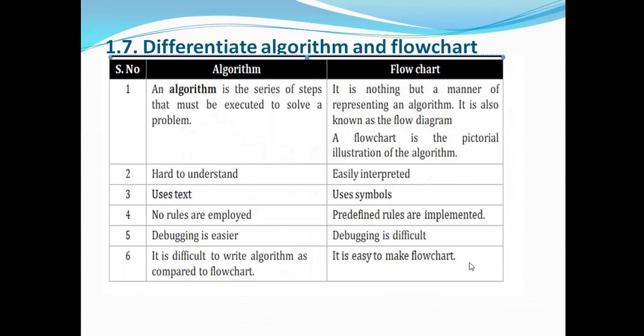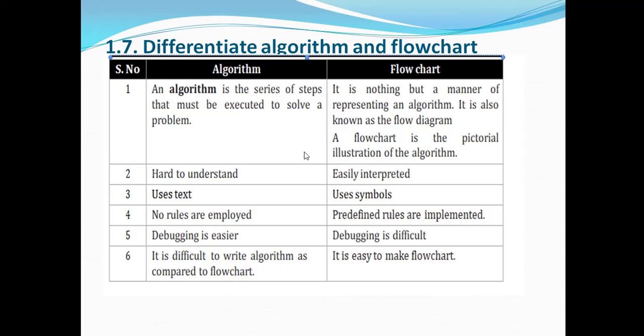Next we discuss the differences between algorithm and flowchart. The first difference: an algorithm is a series of steps that must be executed to solve a particular problem. And a flowchart is the pictorial representation of the algorithm. A flowchart is a diagrammatic, pictorial or graphical representation of an algorithm.